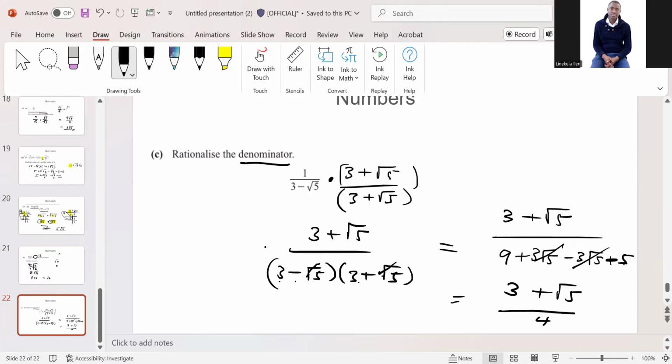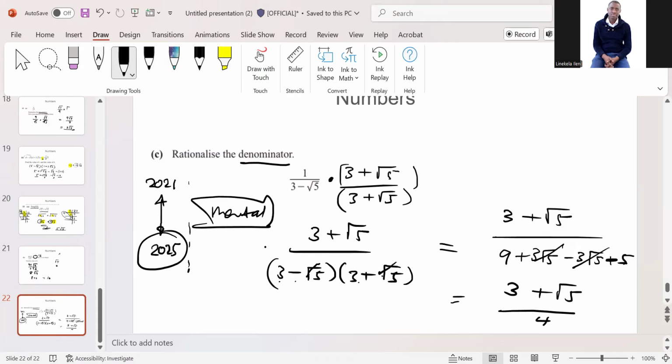Ladies and gents, to do numbers in paper 2 is actually easy. Now, my task to you is the following. Take your question papers from 2021, go all the way up until 2025. Then just practice. You're right. Just practice all those paper 2s there. And then you see how the structure looks. And then your mental maths in terms of arithmetic must be good.